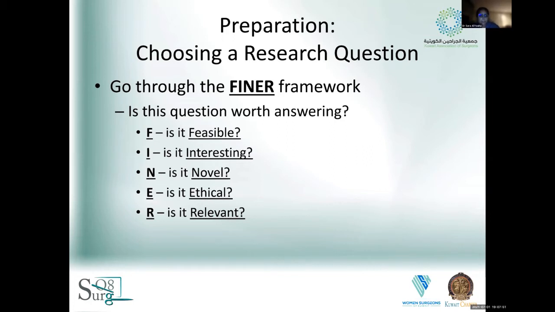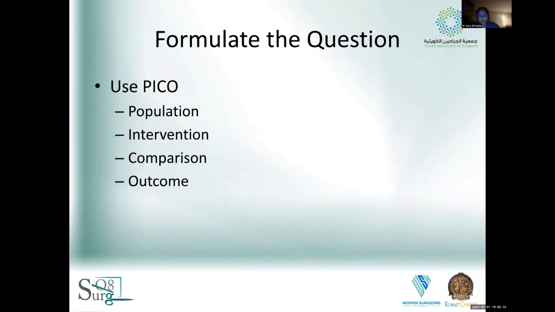So it's important to do that, and that would help you get your ethical approval. And is it relevant? Are people going to care? You could answer a question where, even if you find something that is a positive finding, it might not even matter because it doesn't make a difference clinically. Once you go through that, you need to formulate your question properly.